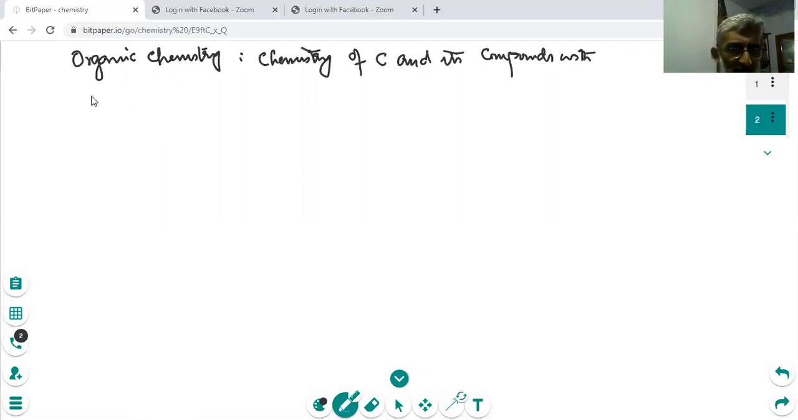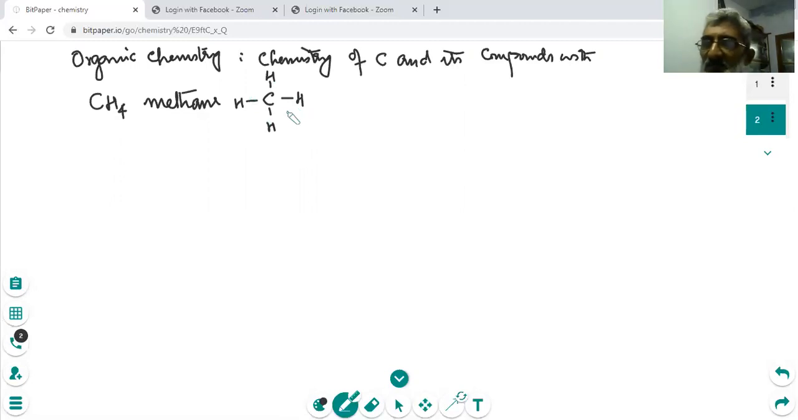The basic, the first organic molecule, you can say, is CH4, that is methane. If you draw the structure of methane, there are four hydrogens on it. You know they are all sigma bonds. This is how you draw this molecule on a single plane.